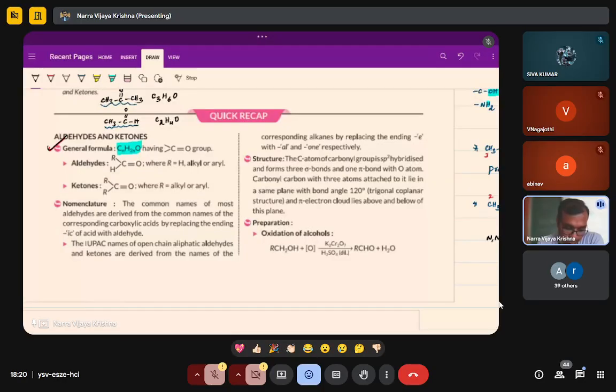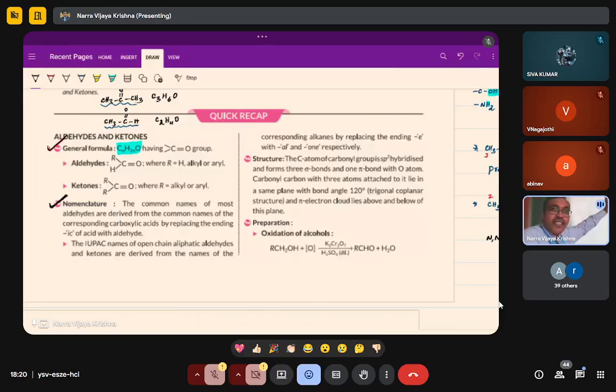Shall I go to the next concept? This part is also over. Common names of most aldehydes are derived from the common names of corresponding carboxylic acids. Acetic acid, acetaldehyde. Propanoic acid, propanaldehyde. Butyric acid, butyraldehyde. All aldehyde names are obtained from respective acids. Acrylic acid, acrylaldehyde. Cinnamic acid, cinnamaldehyde.